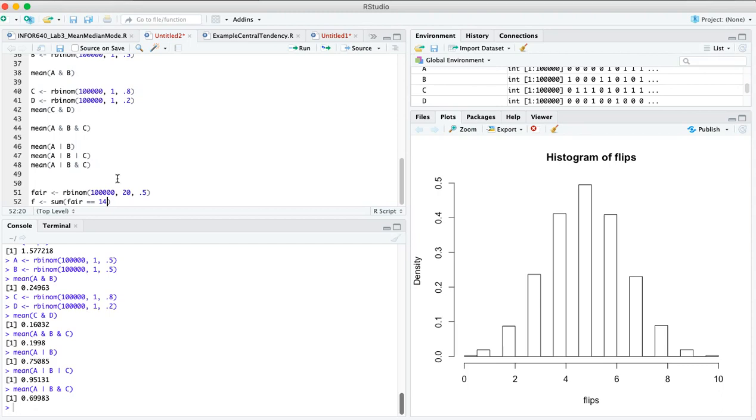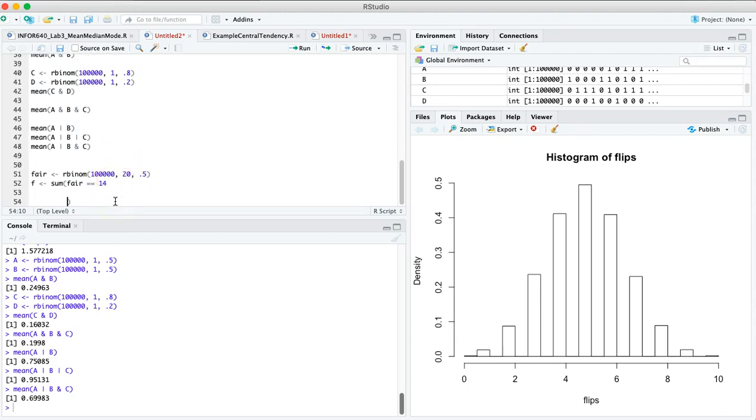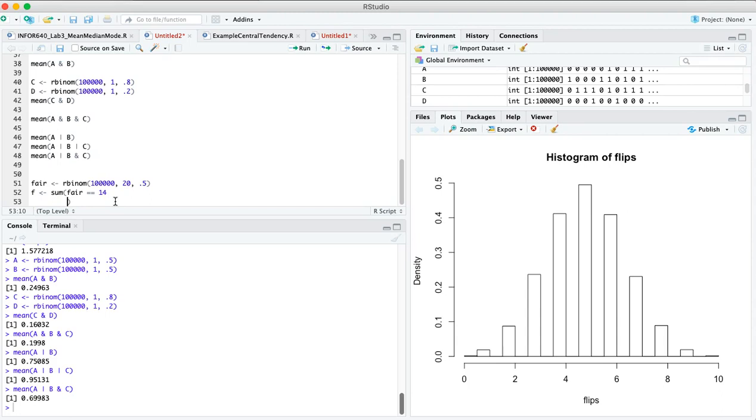So I want to know how many times 14 came up out of our 20 flippings of this fair coin. Okay, so this is just the number of times that 14 turns up in this experiment. Now I'm going to do the same for a biased coin.